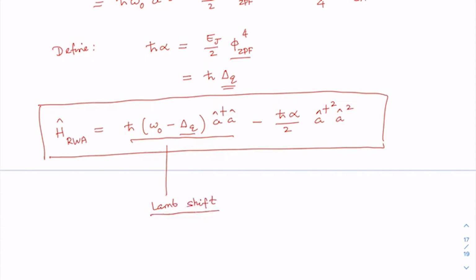On the other hand, the last term in the Hamiltonian is there completely due to nonlinearity.